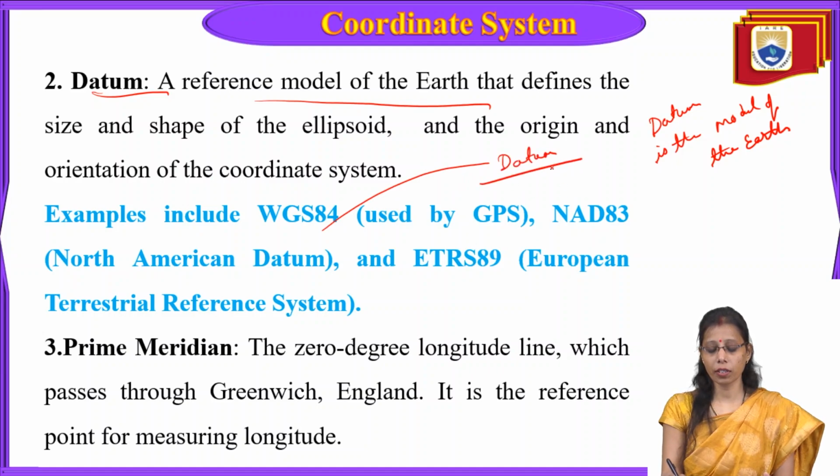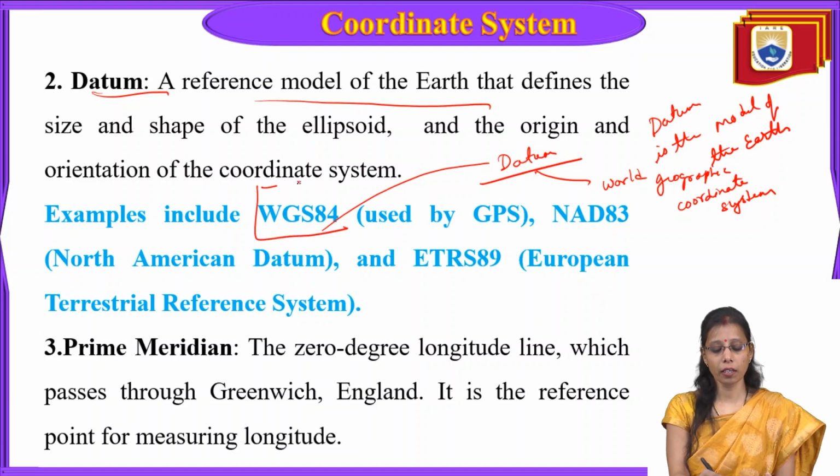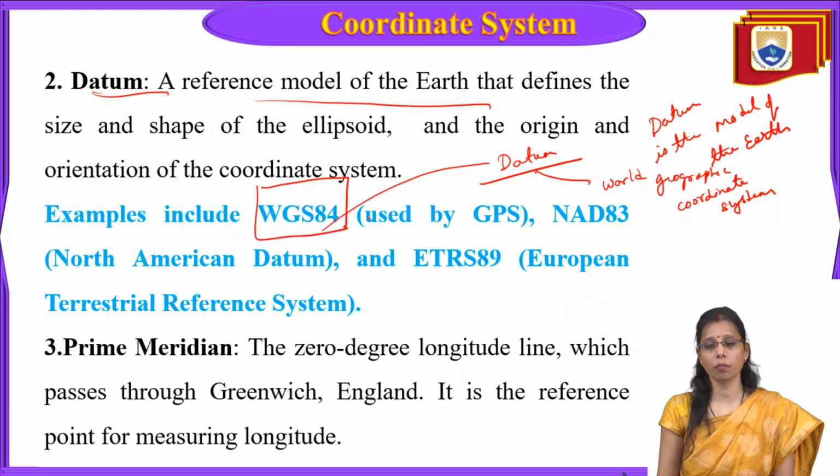WGS84 is the World Geodetic System, a world geographic coordinate system. This WGS84 is used globally. It is the coordinate system used by all the different countries commonly. So it is a common geographic coordinate system which is used by the total globe, the total world.